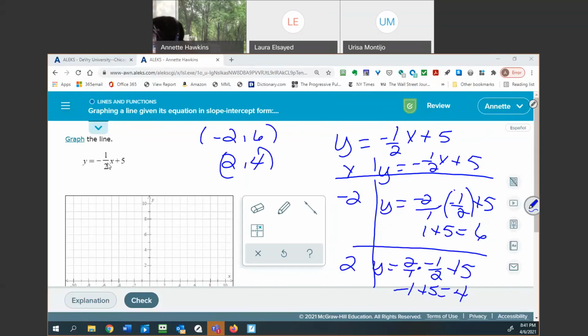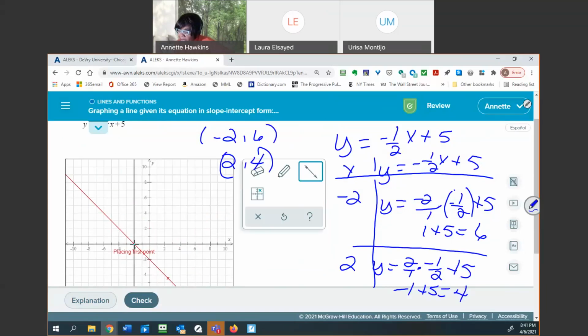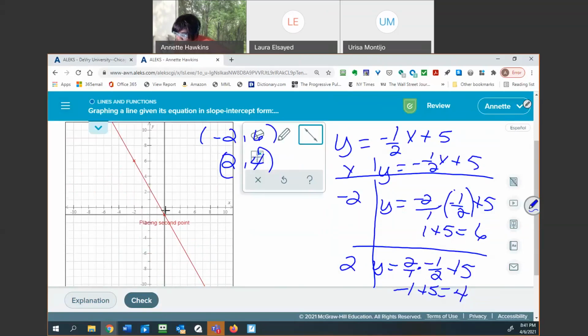2, 4. So I grab the graphing line and I go negative 2, 6. This is negative 2. I go up to 6. Make sure you get there on that. Let the crosshairs be right there. Now I need to go 2, 4. This is 2, and I go up to 4. And that is that line. Okay.